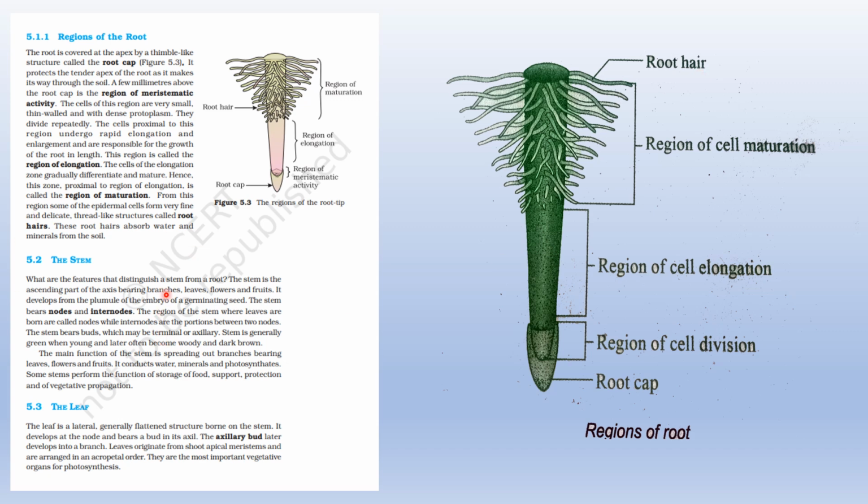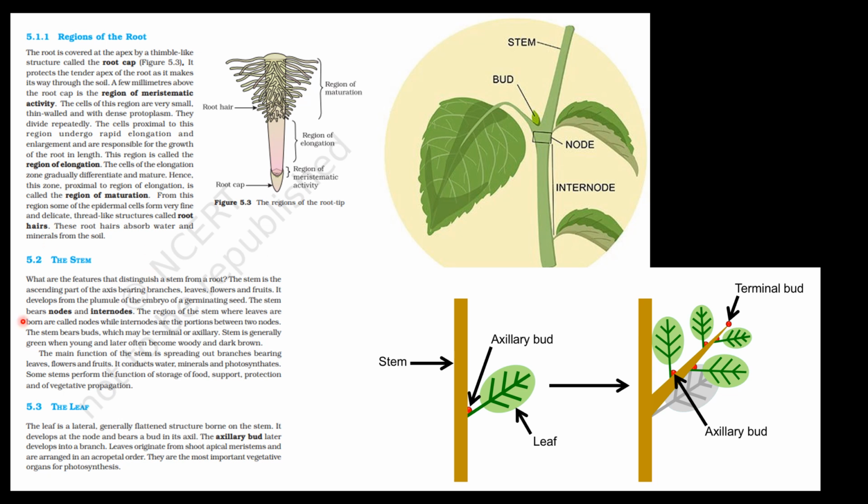Now the stem system. The stem is simply the ascending part of the axis that bears branches, leaves, flowers and fruits. It has nodes and internodes. What are nodes? A node is the region from which a leaf arises, and an internode is the region between two adjacent nodes.